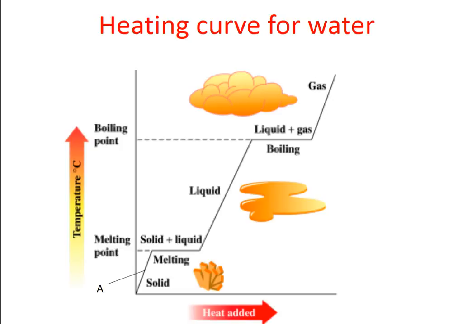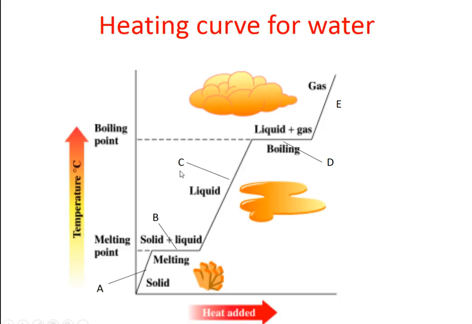So we see that at A, we only have solid. At B, we have solid and liquid. At C, we have only liquid. At D, we have liquid and gas. At E, we have gas only.